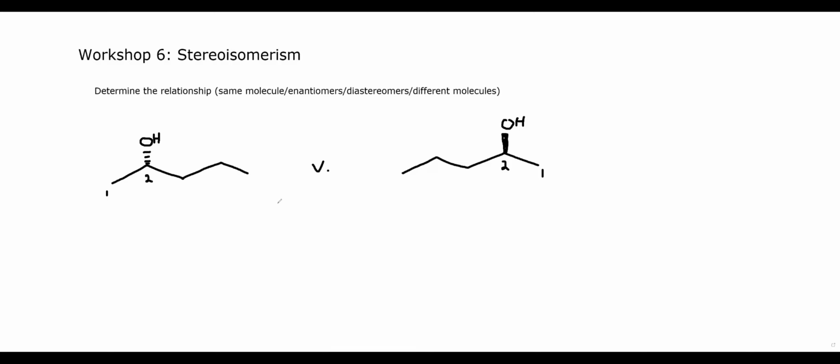Now, one thing you could do is what we just did. You could determine R or S configuration because we know we have 5 carbon chains with an alcohol on the second carbon. So they're both the same so far. And you can determine R or S like we just did, or you can try to rotate the molecule, flip it, make them look the same, and then simply compare them and see if they are exactly the same.